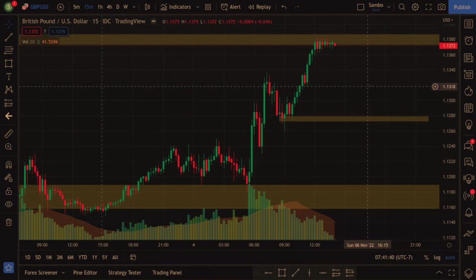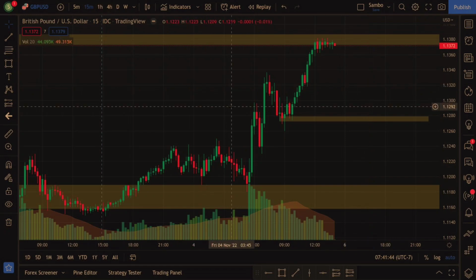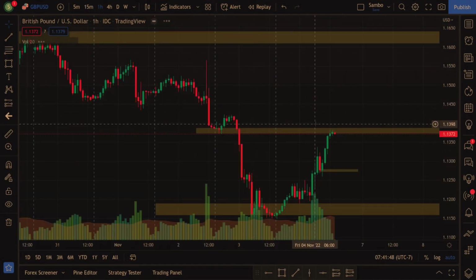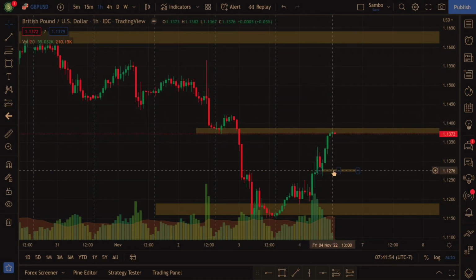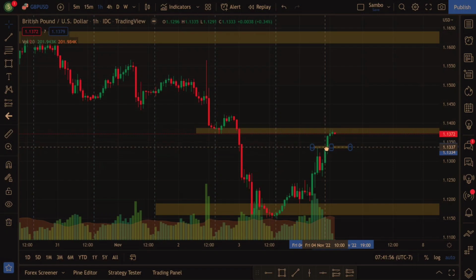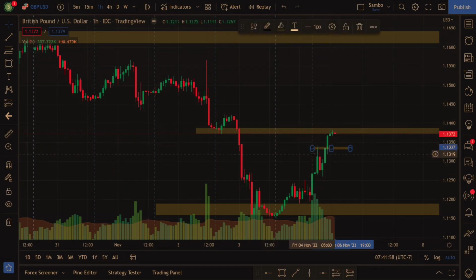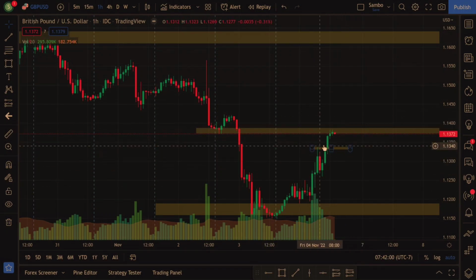What I look for is at least a 3-to-1 ratio to make this trade worth taking, to make this risk worth taking. On the other side, if we go to the upside, I would wait for a breakout above and then maybe a pullback at this swing level here, because that's the most recent swing if I'm looking to go long.